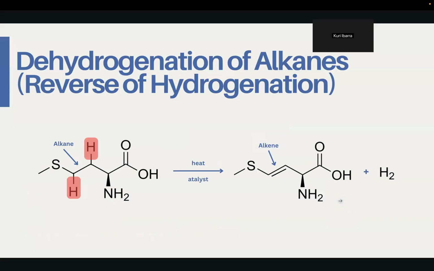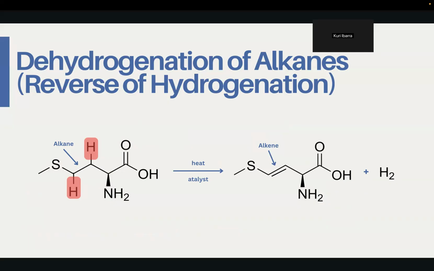Since the molecule contains no alkenes, which cannot undergo hydrogenation, an alternative method is available. The method is called dehydrogenation of alkanes, in which instead of adding hydrogens across the bond, it removes two hydrogens from the alkane, creating an alkene.